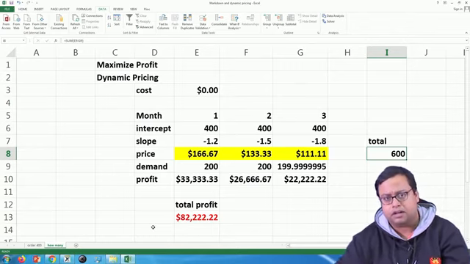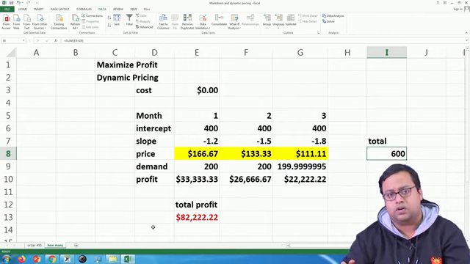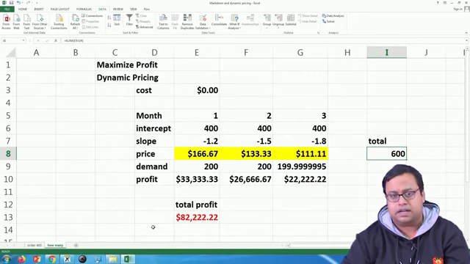The previous one is markdown pricing, the second one is dynamic pricing, which is also heavily used in the context of products rather than services, and we use that in the market.